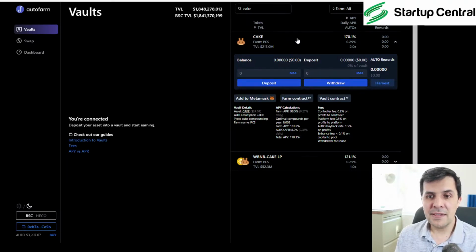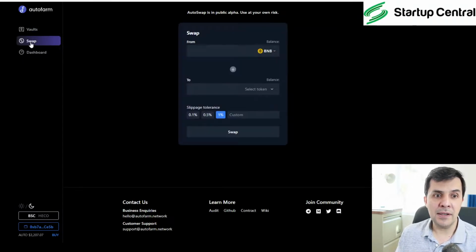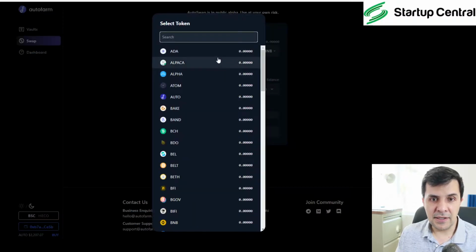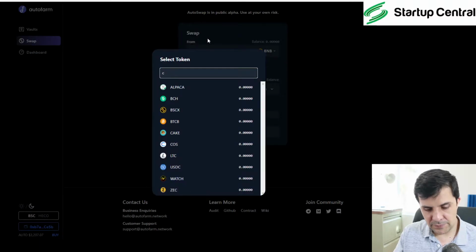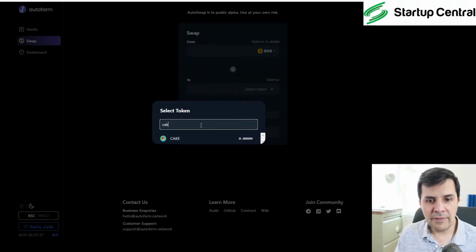Well, this is basically it. There's not much more information that you can gather from this. What do you need to invest money here? Of course, you will need the token. So if you don't have that, let's say you have BNB, then you need to buy Cake. So let's type Cake here. Sorry, Cake. And there we go, we have Cake.